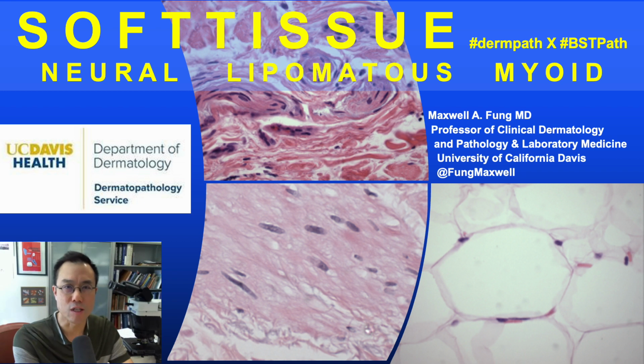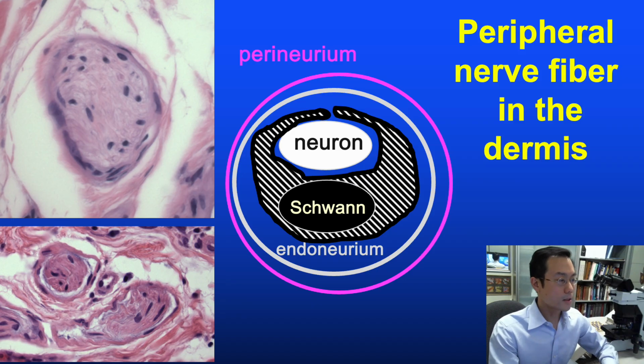We'll be reviewing soft tissue tumors exhibiting neural, lipomatous, and myoid differentiation. So let's start with lesions of neural tissue by reviewing the appearance of normal nerve fibers in the skin. We're about as far away as we can get from the central brain and spinal cord out here in the outer lands, if you will, of the distal peripheral nervous system.